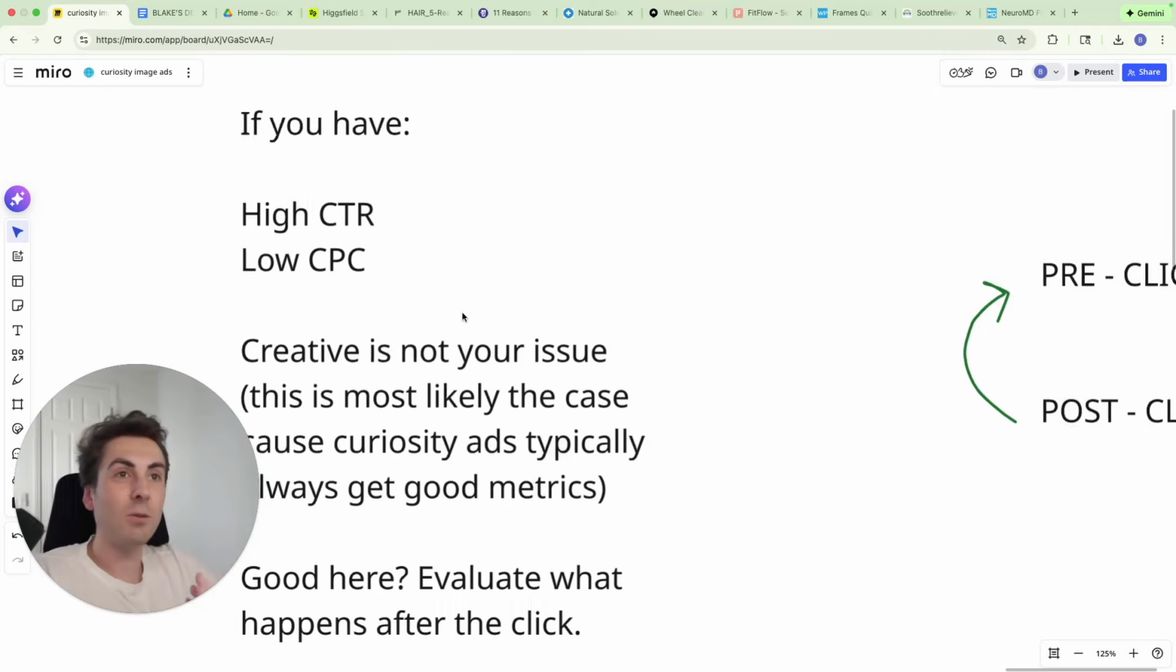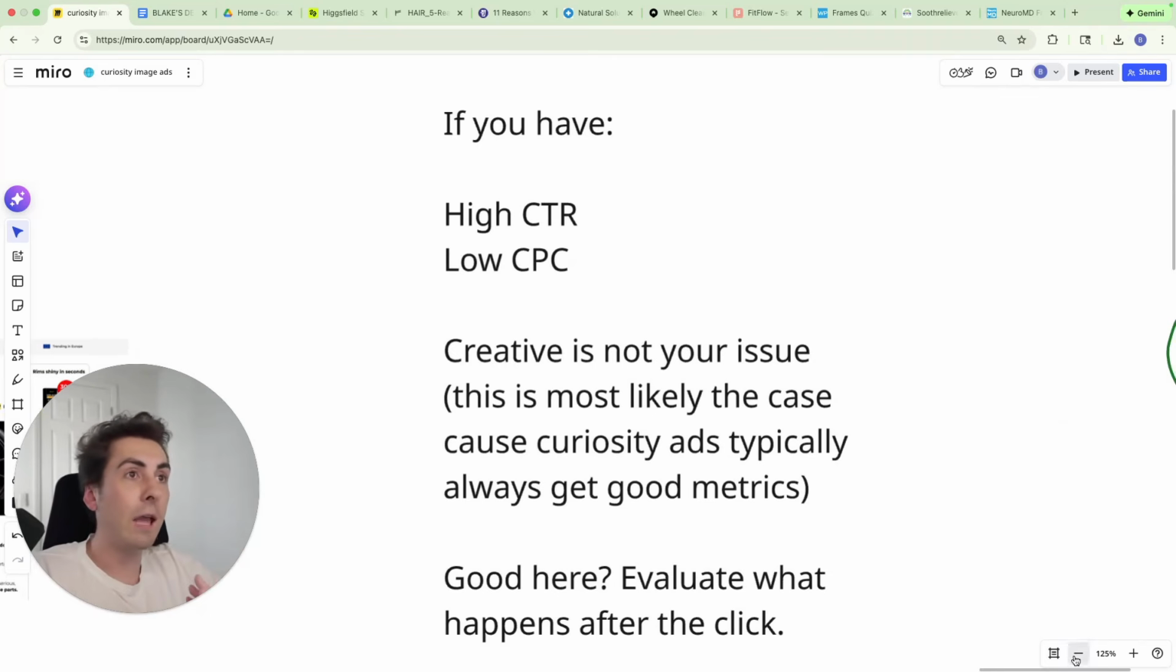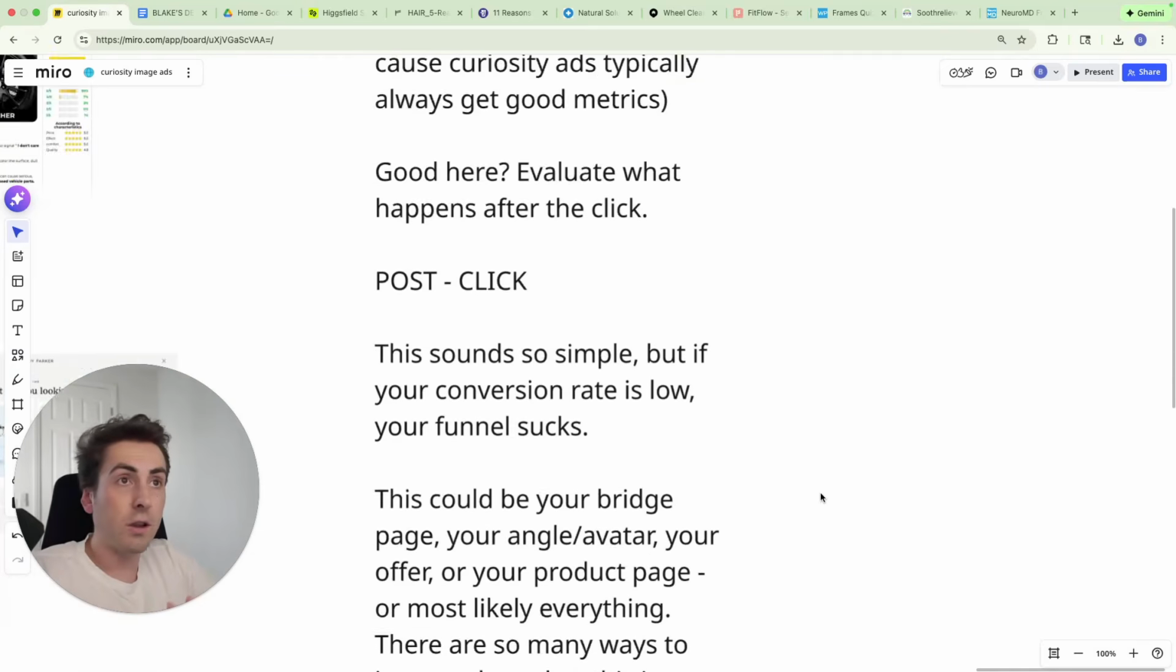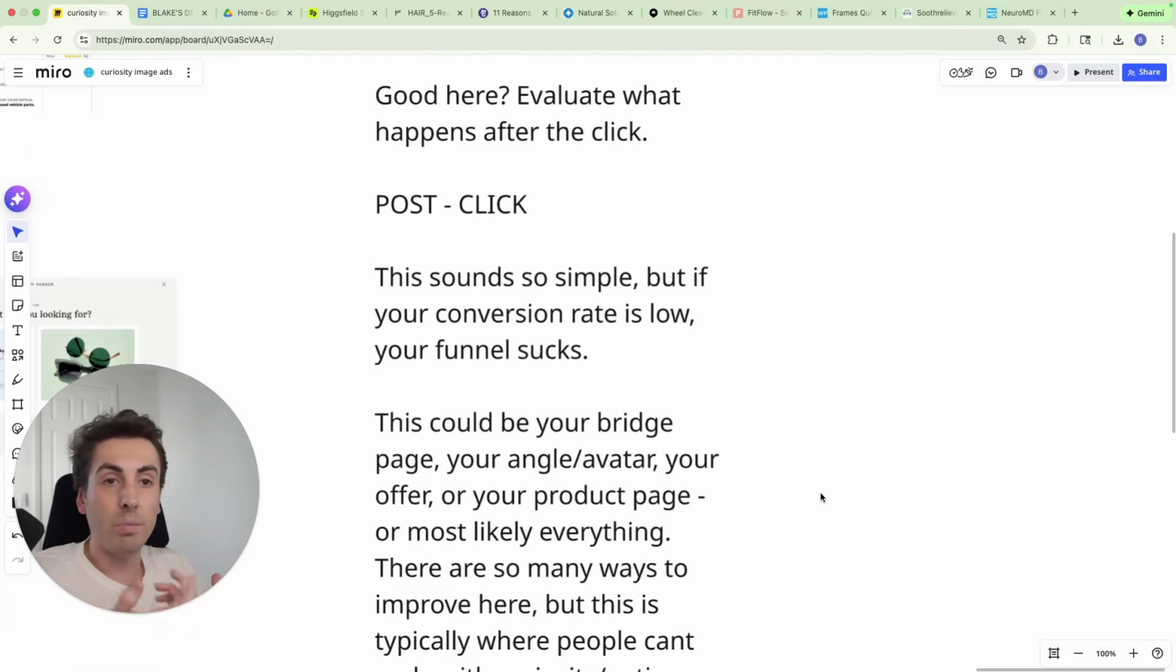It's that simple, right? So if you have a high CTR and a low cost per click, creative is not your issue. I can almost guarantee most people will not deal with that because these image ads do well. They're easy to make. You don't have to be great at it, right? So if you're good here, just look at post-click. It sounds simple, but if your conversion rate is low and people are hitting your website and not buying, your funnel sucks. It's that easy.